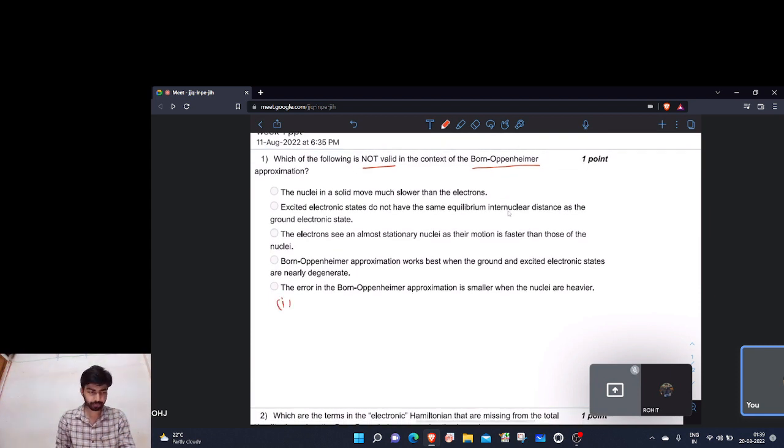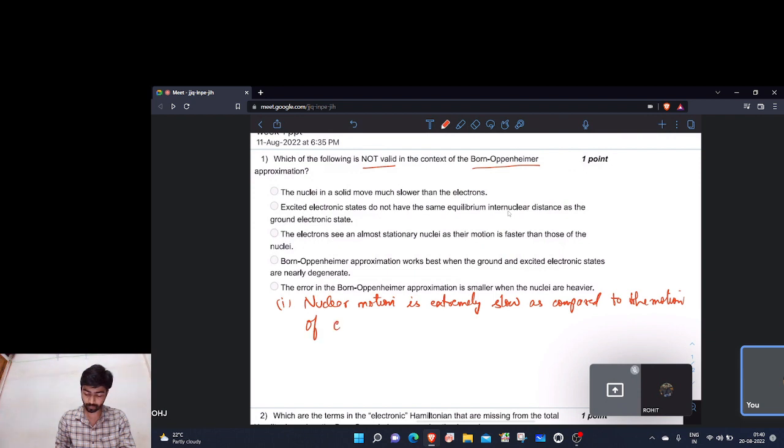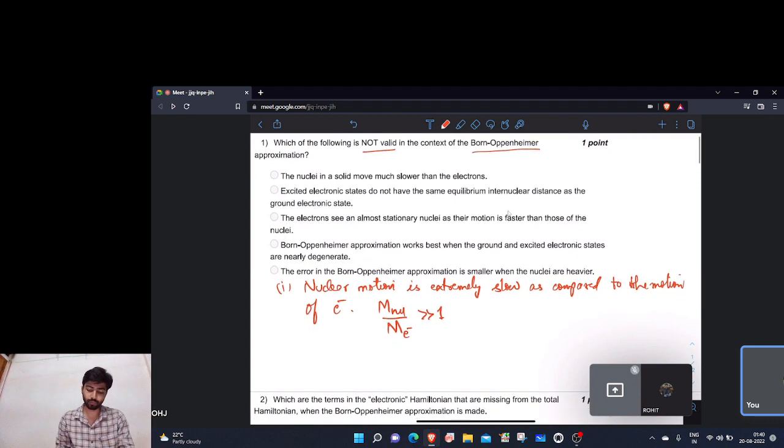First thing is that the nuclear motion is extremely slow as compared to the motion of electrons. And this is courtesy of the fact that the mass of nuclei with respect to the mass of electrons is very much greater than 1. So nuclei in a solid move much slower than electrons. So option 1 is correct.